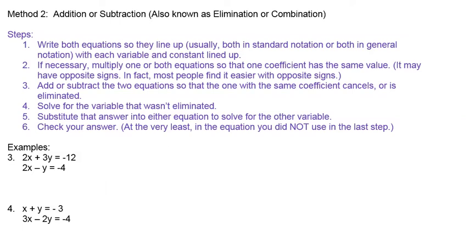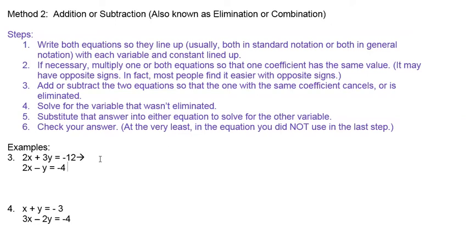So we're going to go through a few examples here. So our first one, we have 2x plus 3y equals 12, 2x minus y equals minus 4. So our 2x's already match up. So what we want to do with this is get those ones that match up to cancel. So since they both have the same sign, we're going to subtract them.